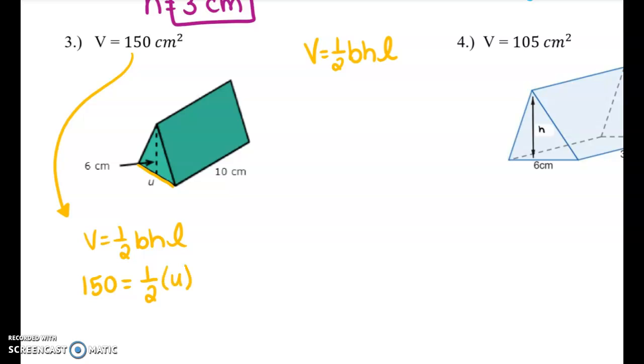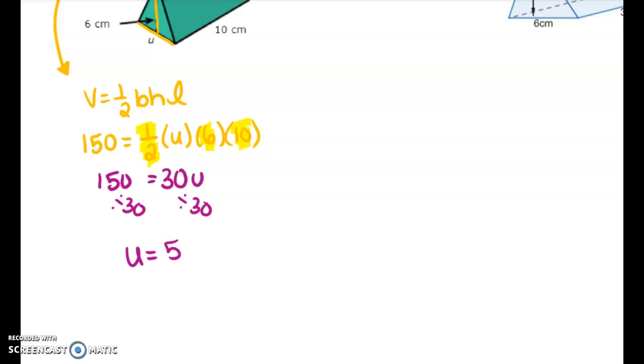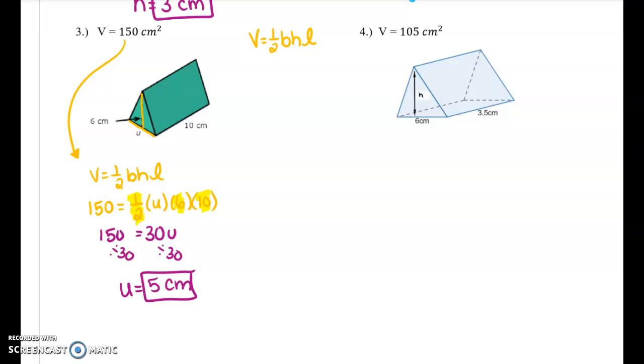They want me to use a U, so I'll plug a U in there. The height is how tall the triangle is. So that's 6, and then 10 is my other measurement. Multiply what I do know: the 1/2, the 6, and the 10. If I go to my calculator and do 1/2 times 6 times 10, it gives me 30. So 30U equals 150. Divide by 30. You get U is equal to 5 centimeters. Okay, so basically you multiply everything you know together and just divide your volume by it.